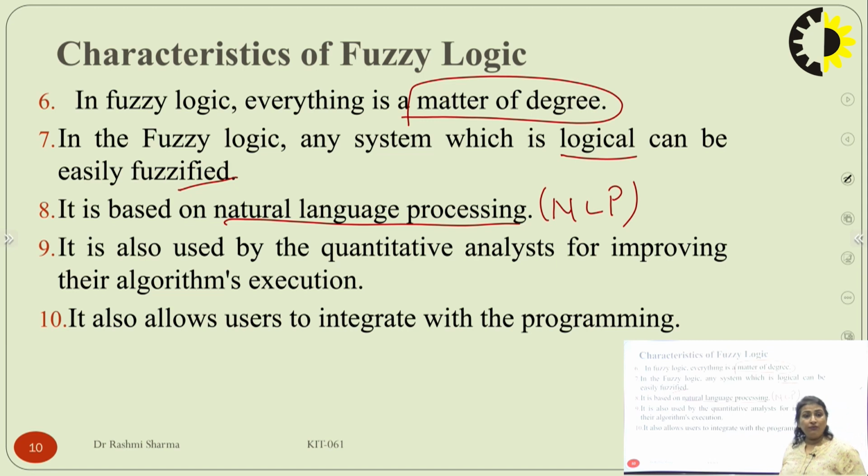Nowadays, a large number of works are being done in NLP. Your Siri understands what you are telling, your Echo understands what you are telling, your Alexa understands what you are telling. So this is all based on NLP. When you speak out, when you tell something, the listener understands your feeling, justifies those words, and then gives you the output. It is also used by quantitative analysts for improving the algorithm's execution. We want more performance, more throughput, less execution time, less space. All these things are taken care of by your quantitative analyst while using fuzzy logic.